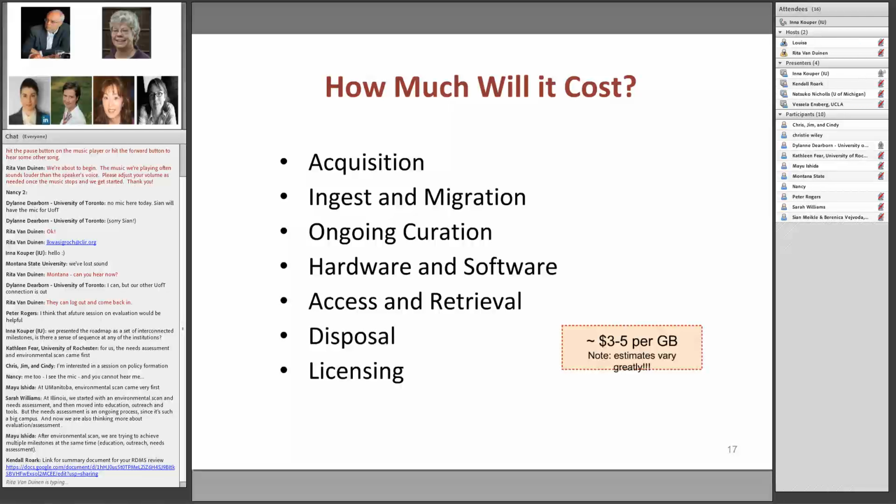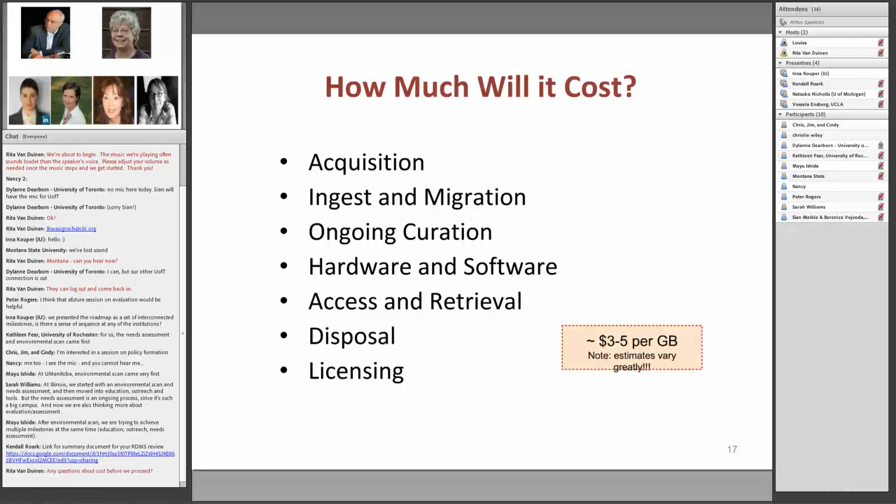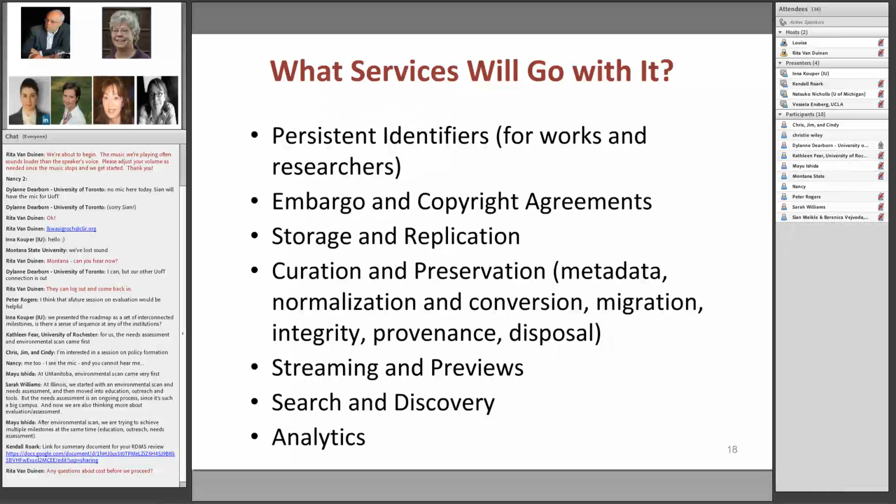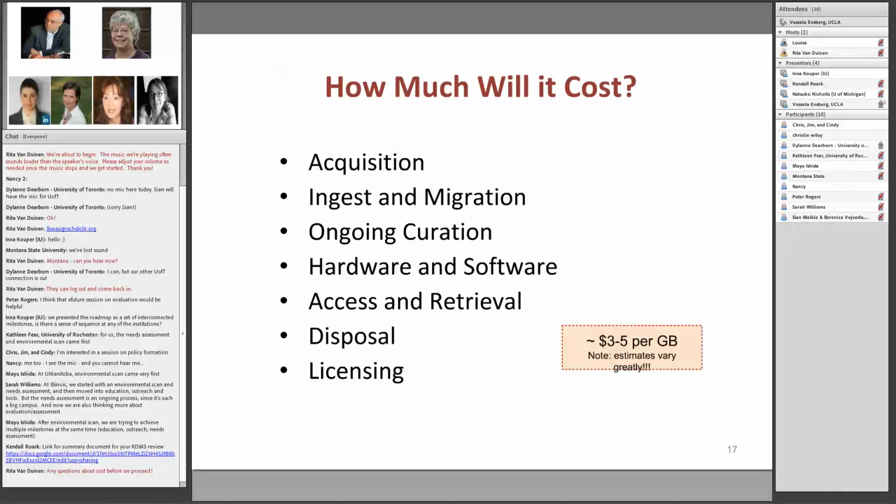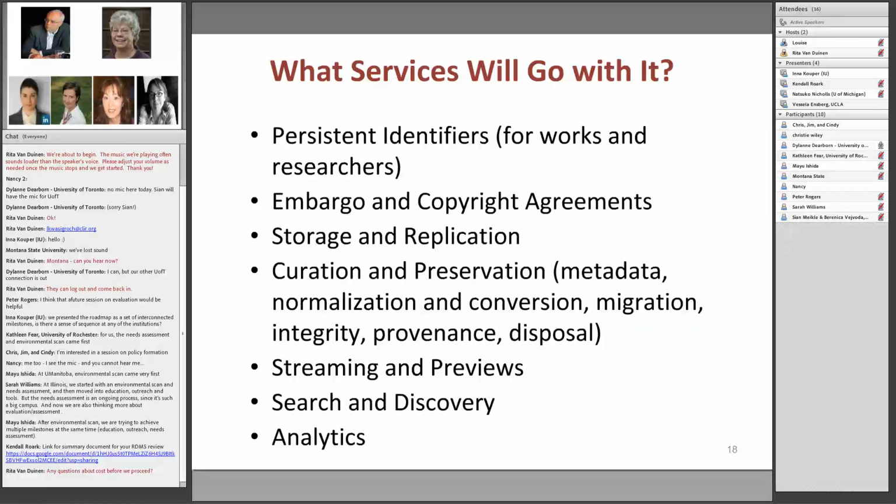So now I'm going to turn it over to Vesela, who will be, yes, and as Rita posed in the chat, are there any questions at this point? Okay, so I guess I'll just advance the slides. This is Vesela.